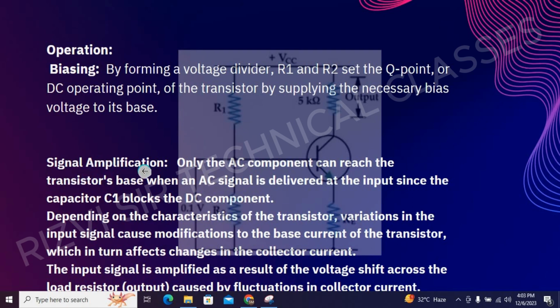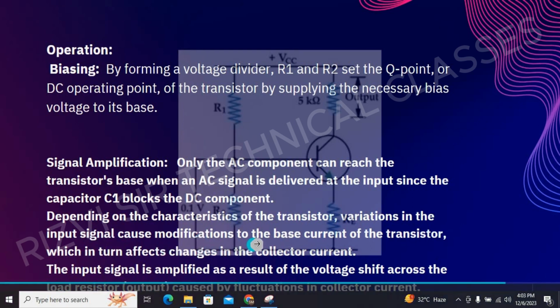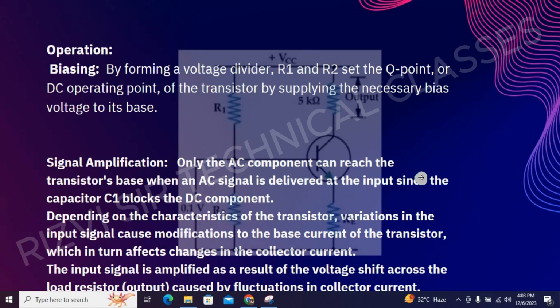What is the signal amplification? Only the AC component can reach the transistor base when an AC signal is delivered at the input, since the capacitor C1 blocks the DC component. Depending on the characteristics of the transistor, variation in the input signal causes modification to the base current of the transistor, which in turn changes the collector current. The input signal is amplified as a result of the voltage shift across the load resistance, that is the output, caused by fluctuation in collector current.